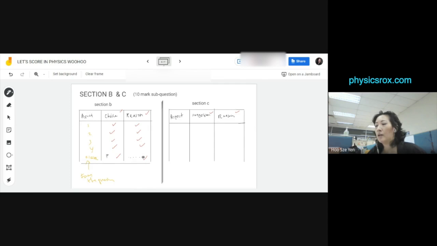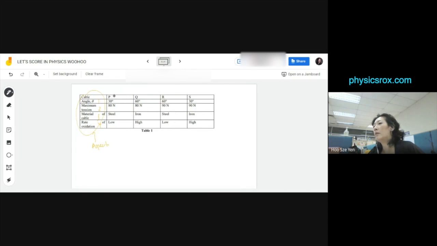So I'm going to insist that everyone answer this part in a table. Last time I used to say, no need for a table, you can just write. But I realized a lot of students miss out on marks because they don't write everything correctly. Some of them, until now, don't use a table form, they actually do this: P is not suitable because the angle is too small, the maximum tension is not high enough. Steel is quite good, and the low tension is quite good, but overall not good.